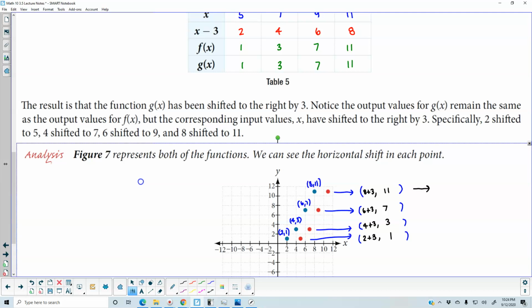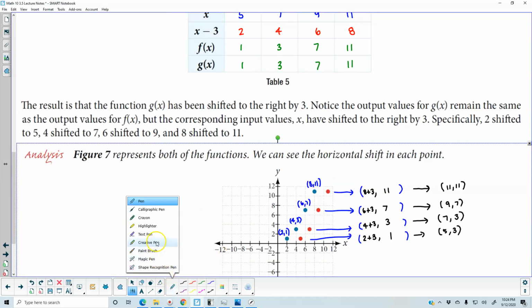So then our new ordered pairs end up being the following. We got 11, 11. We got 9 and then 7. We got 7 and then 3, and then 5 and then 3. Because again, what we were dealing with was the horizontal shift. So we changed the x values by adding 3 to each input.